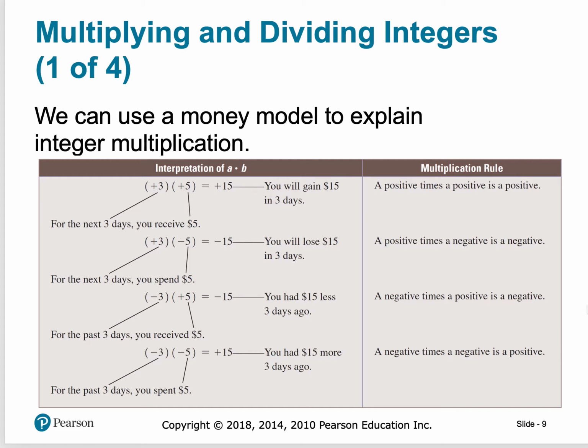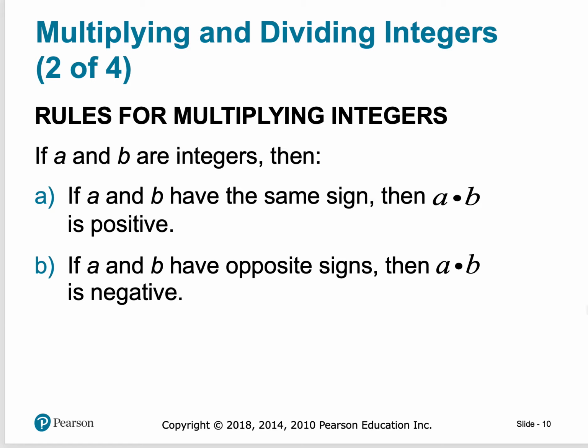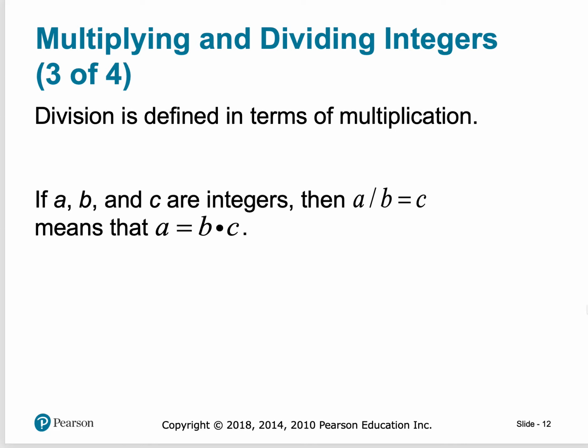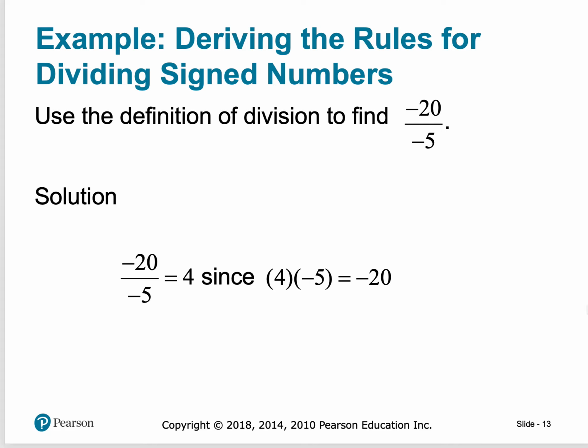So if you look here, a positive times a positive is a positive. A positive times a negative is a negative. A negative times a positive is a negative, and a negative times a negative is a positive. So if I'm looking for rules of multiplying integers, if they have the same sign, then the answer is going to be positive. If they have opposite signs, the answer is going to be negative. So here's an example. If I had negative 8 times negative 3, those are the same sign, so it's going to be positive. If I do division, it's going to follow the same rule I just used.